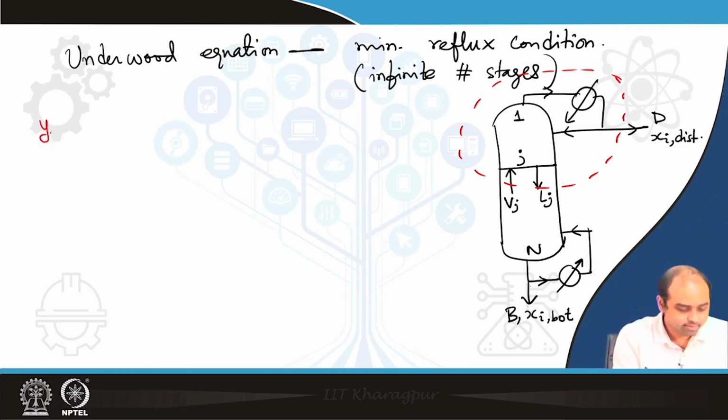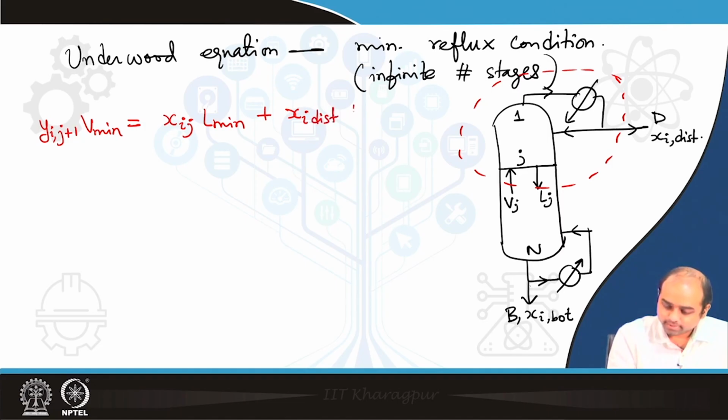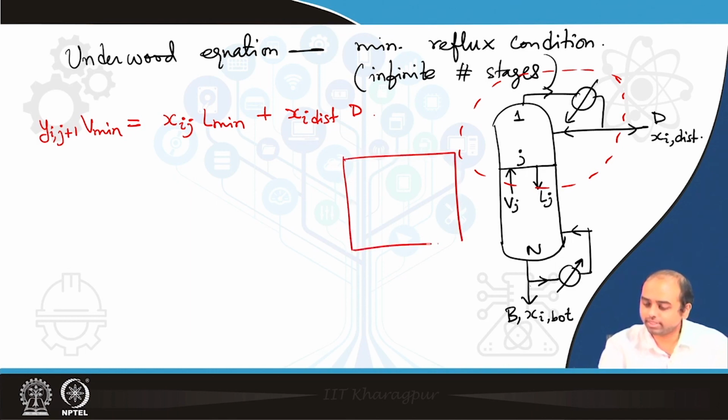So, we get yi,j+1 Vmin is equal to xi,j Lmin plus xi,distillate D, right. So this is for the enriching section. You have the minimum flow rates of your liquid and the vapors, and around the intersection of the top and the bottom operating line, if you recall that graphical construction where you have the q line, right, and then when you try to draw the stages, right. So this is something you are used to and familiar to doing, right.